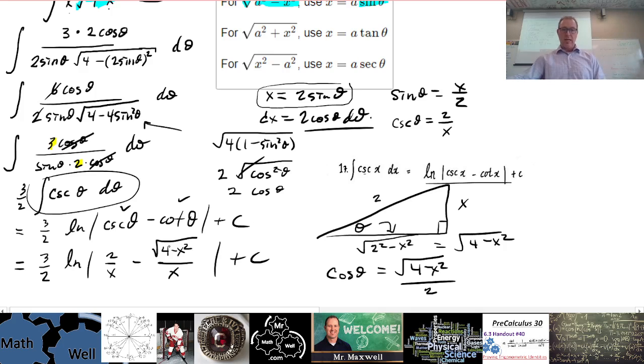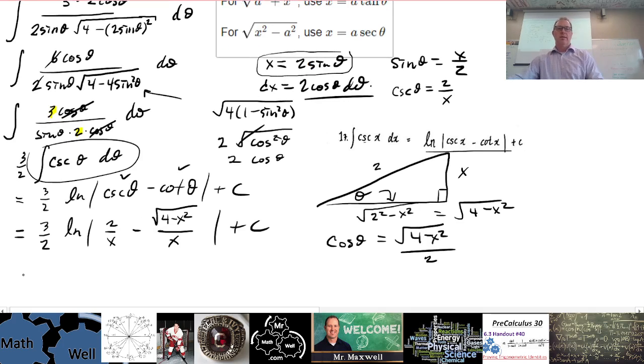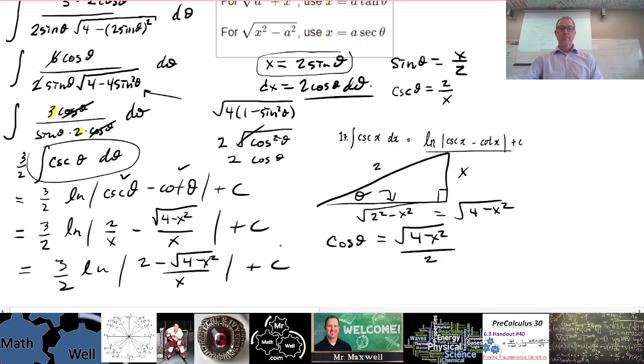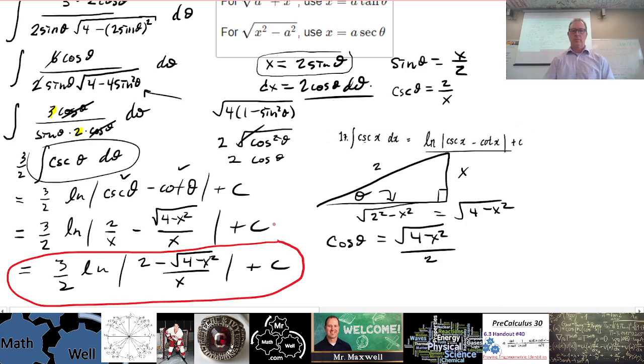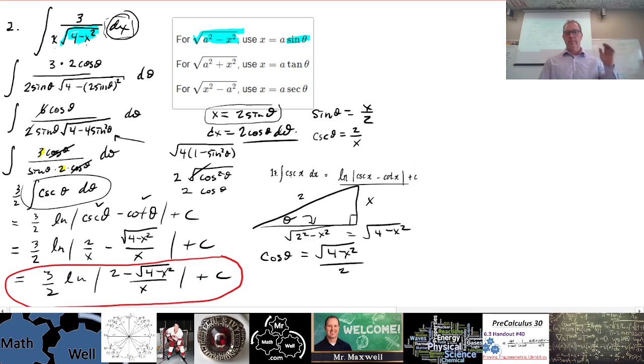So let me just double check a couple of, yeah. Can you simplify that? You sure can. Do you have to? Not really. This is fine. But you certainly could combine like terms here, right? So you could go 2 minus root 4 minus x squared all over x plus c. And that would be your solution. Okay, let me put that all on the same screen for you there. Any questions?